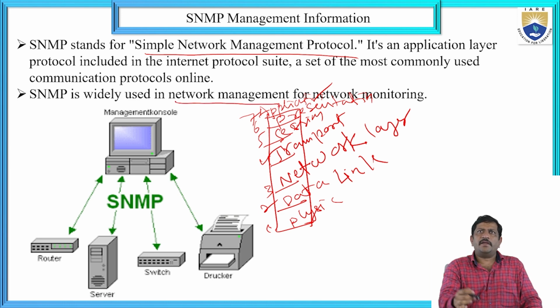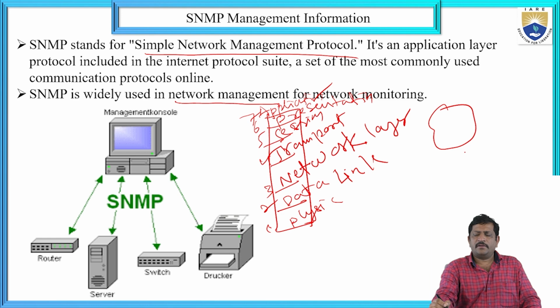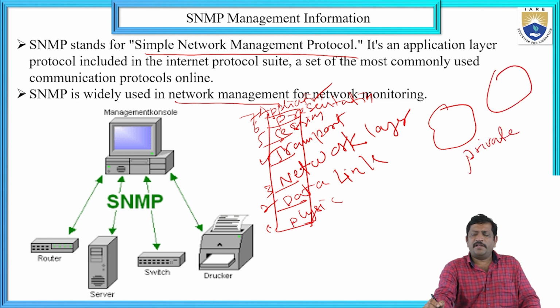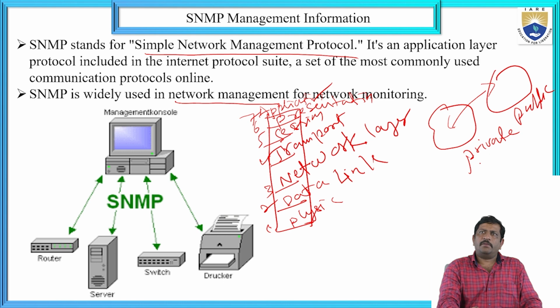These networks may be private networks or public networks. By using the SNMP protocol, we can manage these private and public networks. We are monitoring the information transmission, how the information is transferred from the private network to the public network, so that it can be managed.